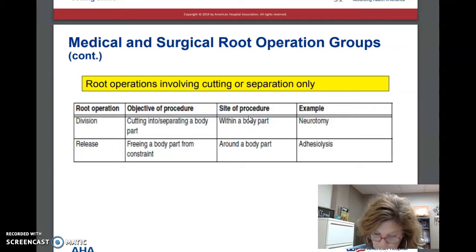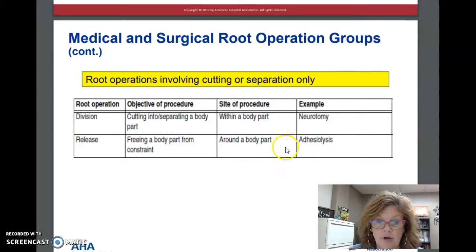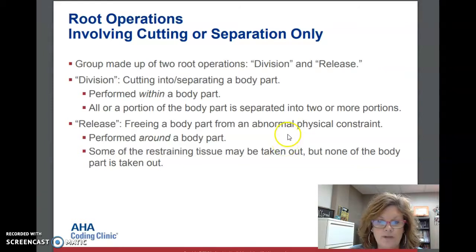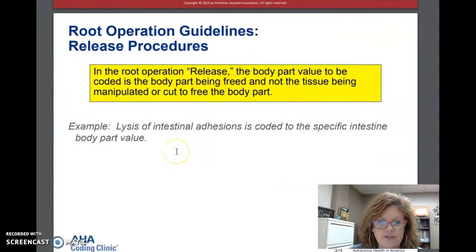All right, so division and release are the next two they talk about. With these, cutting or separation, they give you the example of neurotomy. Again, we're talking about division: they're separating a nerve. Release is freeing a body part from constraint around a body part, such as atelohesis. Another example would be carpal tunnel release, where they're releasing that nerve around the body part. Make sure you read through the actual definitions.